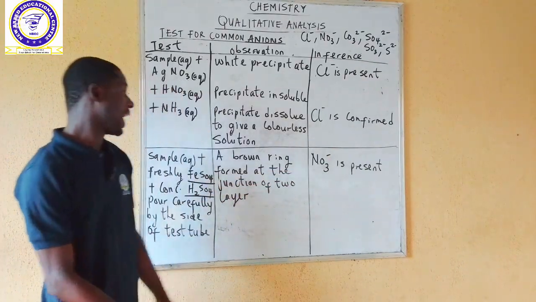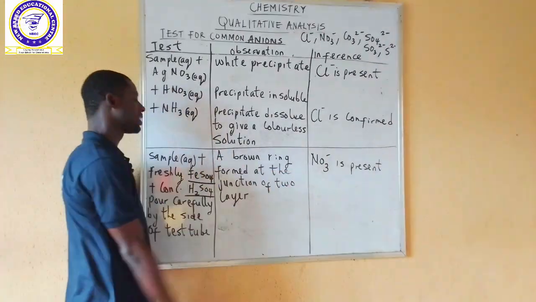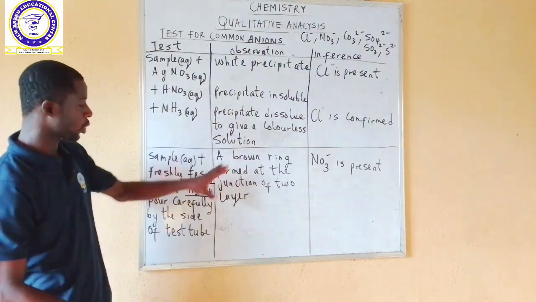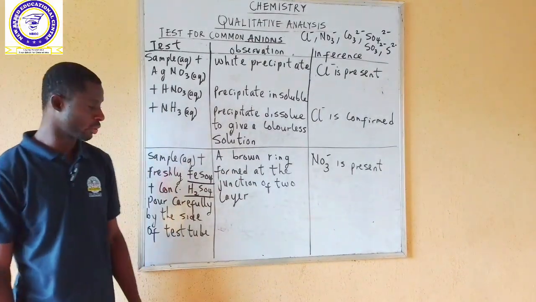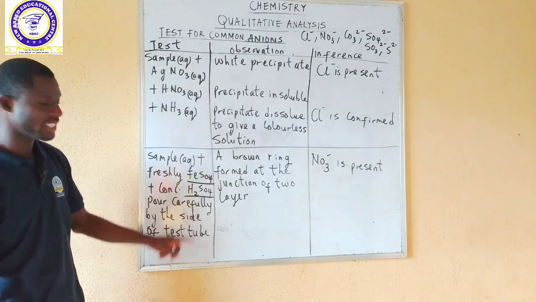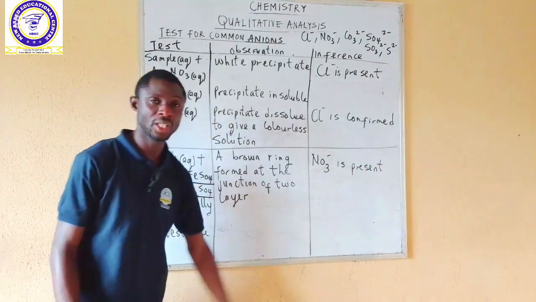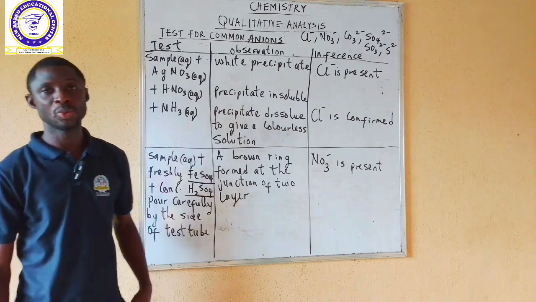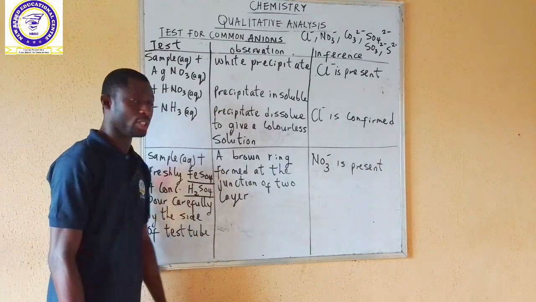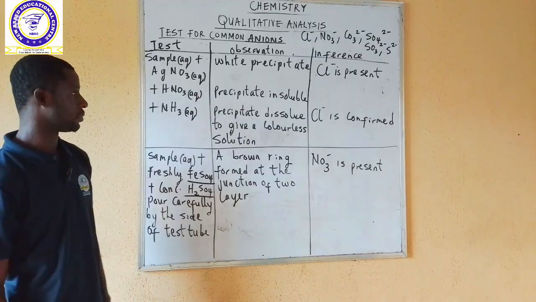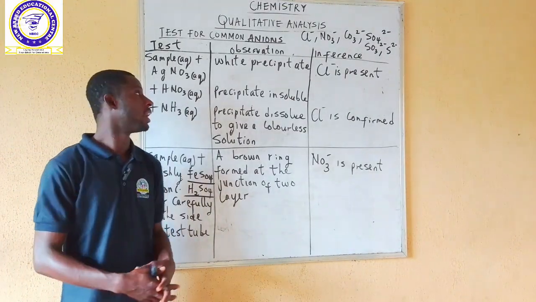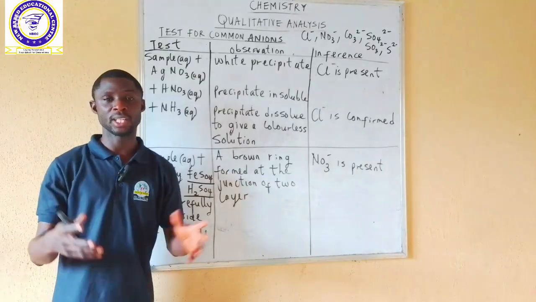Your observation is that a brown ring will be formed at the junction of two layers. That's what you are going to write as your observation. Note, when you are adding these two reagents to your sample, it's NO3 minus that you want to test for. That is the trick, and this will be your observation. Let's go to the next anion that I want to test for.